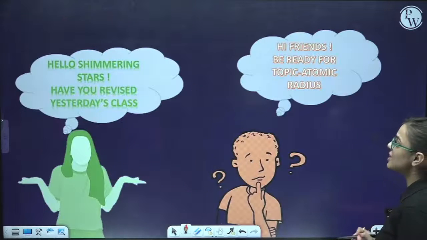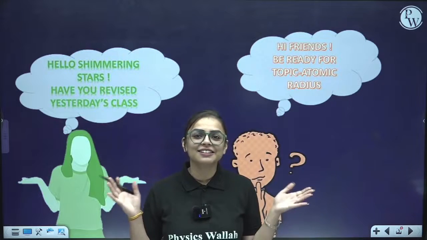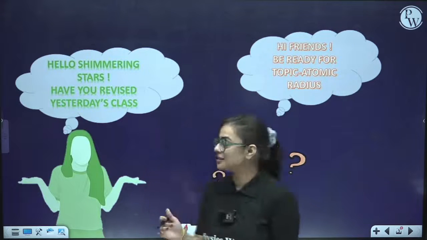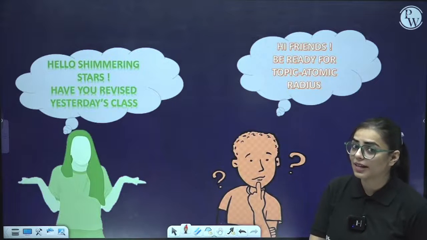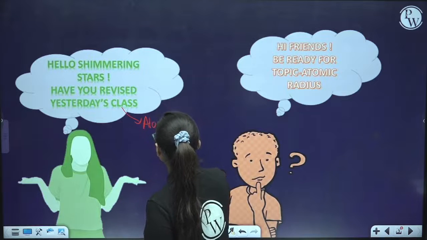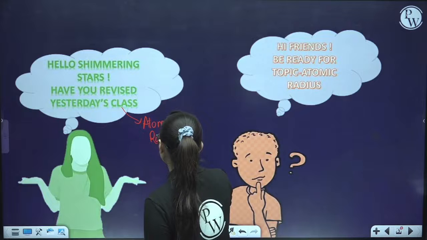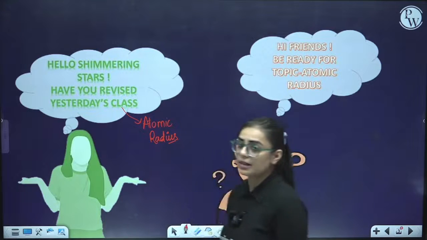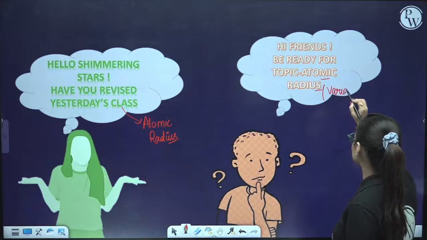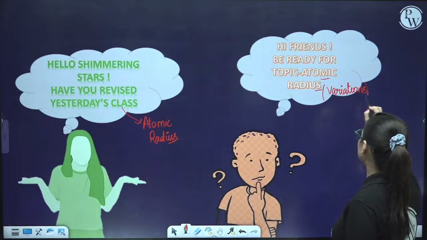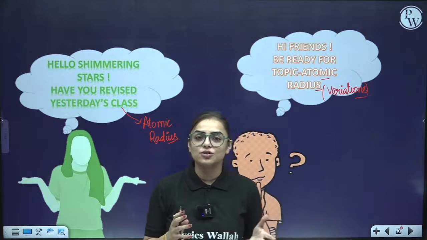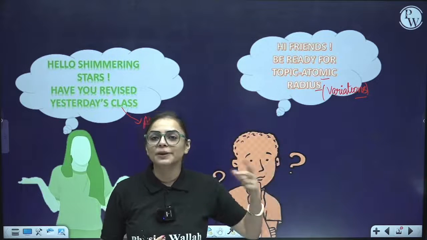So, let us start with the very first topic, but here are your friends. They all are welcoming you to your session, and here they are asking whether you have revised yesterday's class. Why are they saying that? Because in yesterday's class we covered atomic radius. Yes students, we had already covered atomic radius, and now it's time to discuss the topic atomic radii variations. We have to cover the variations segment. First of all, I will give you a quick recap of what we did in the previous session so that we can relate to the topic that we are going to start today.